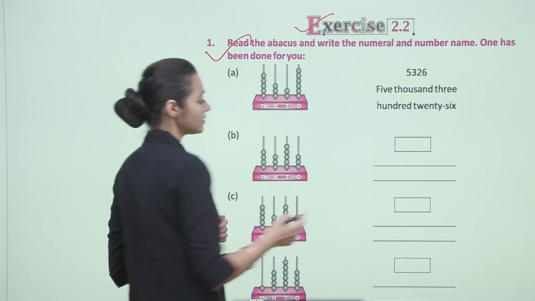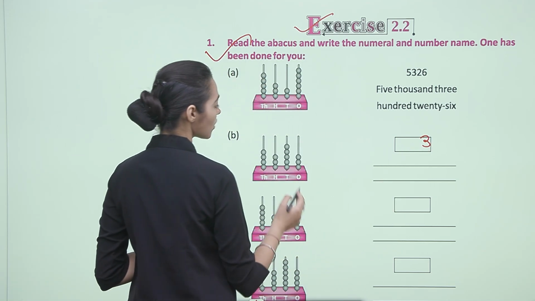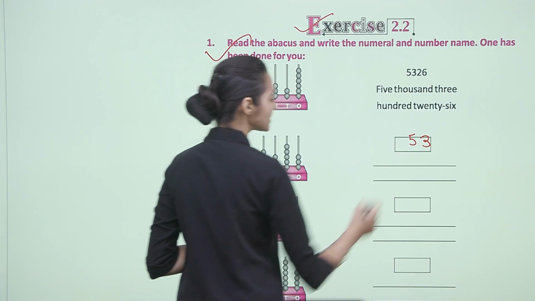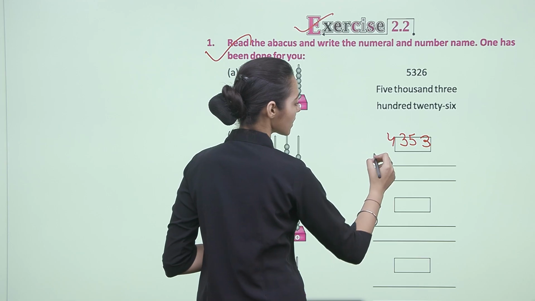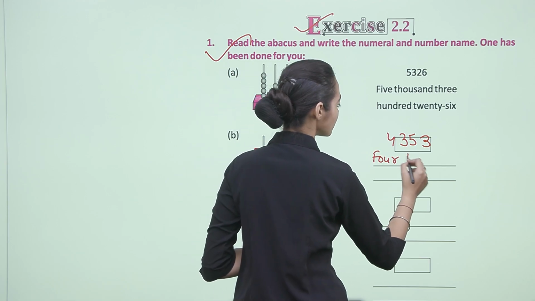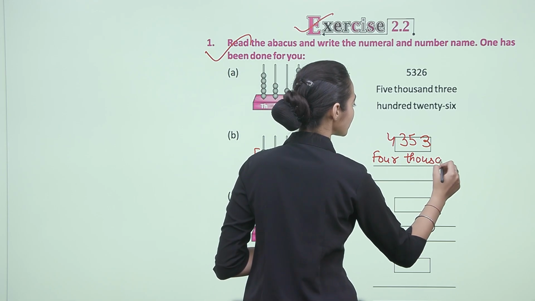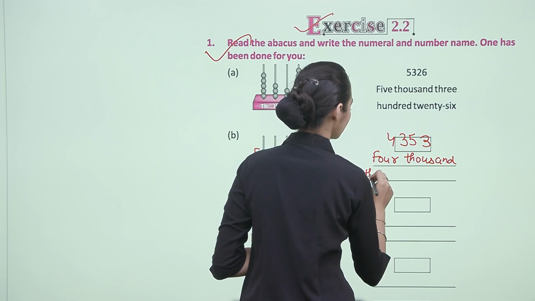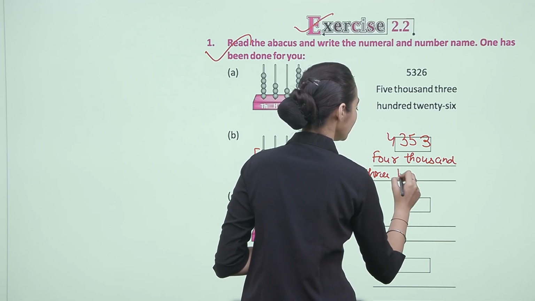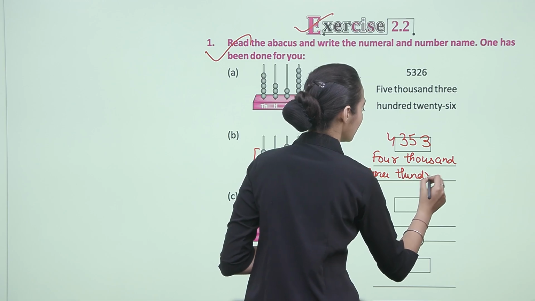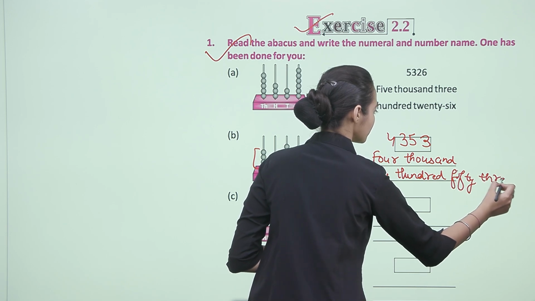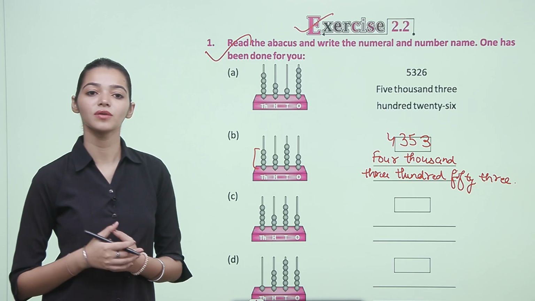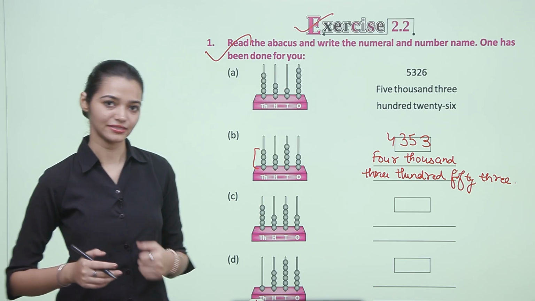Now in the next one, here are 3 beads in the ones column, 5 beads in the tens column, 3 in the 100 and 4 in the 1000. So it becomes 4000, 300, 53. That's how we have to complete all the remaining parts like this.